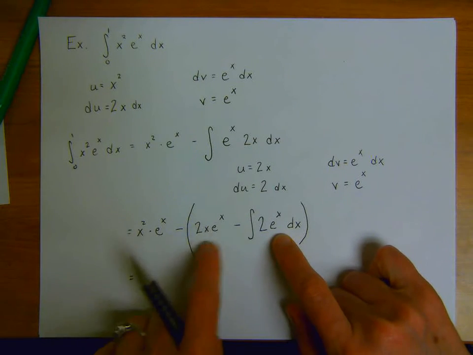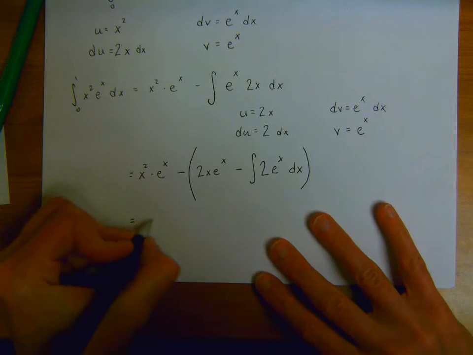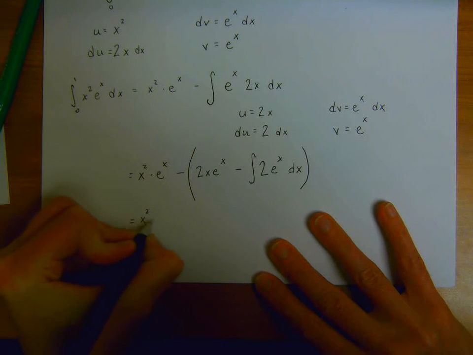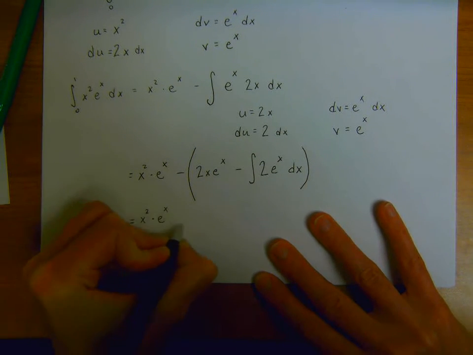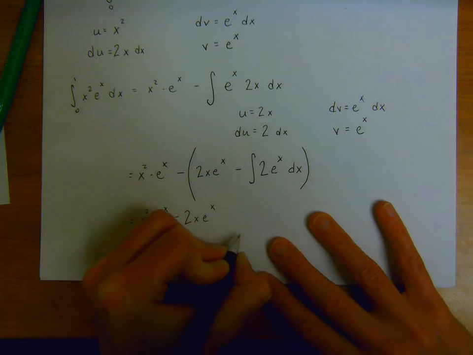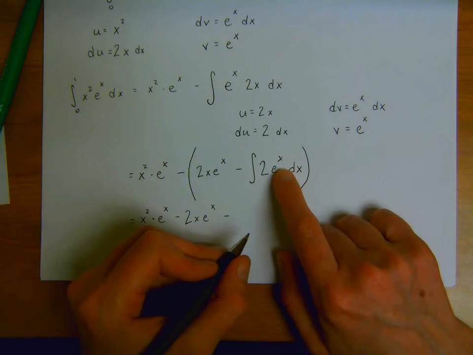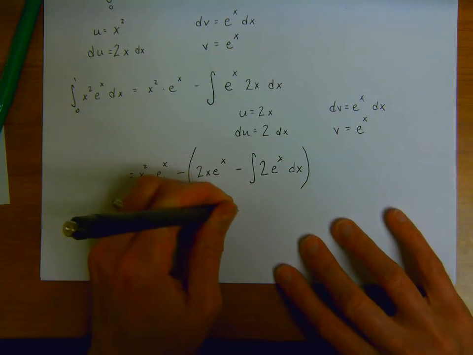Now, notice this is no longer within the integral sign, this is just a function out front. So I end up with x squared times e to the x minus 2x e to the x minus the integral of 2 times e to the x, which is just 2 e to the x, plus c.